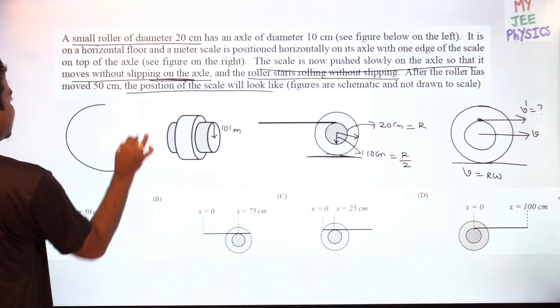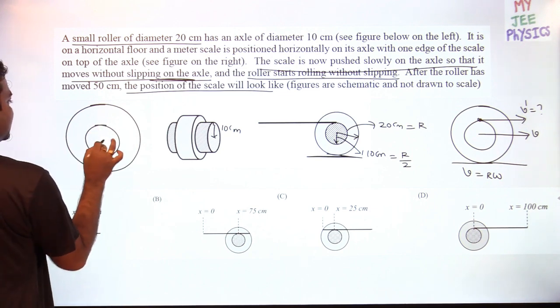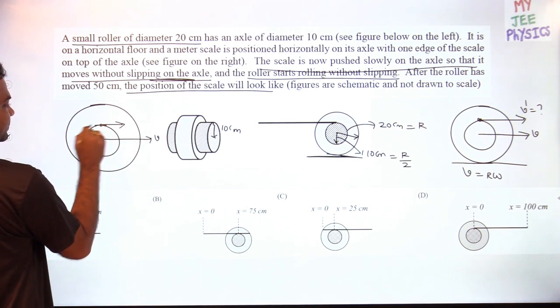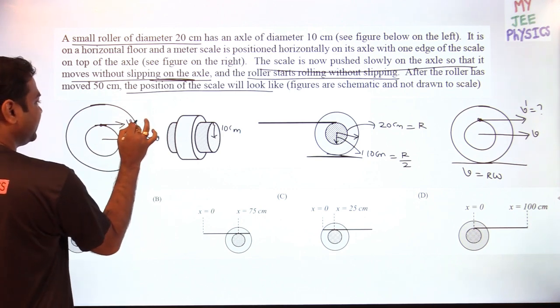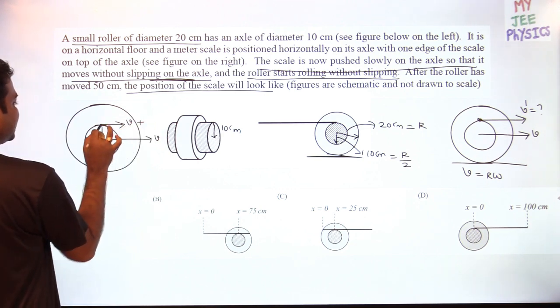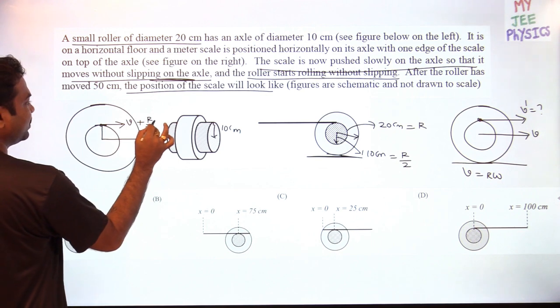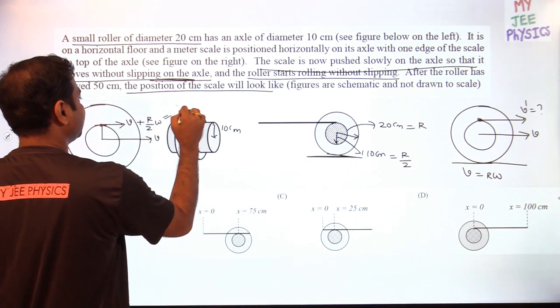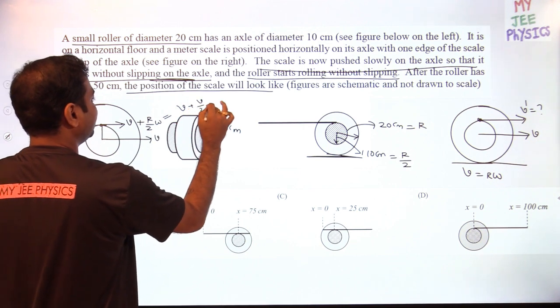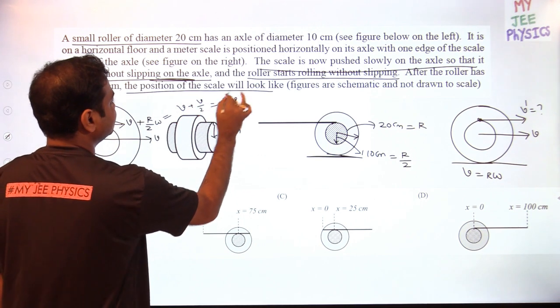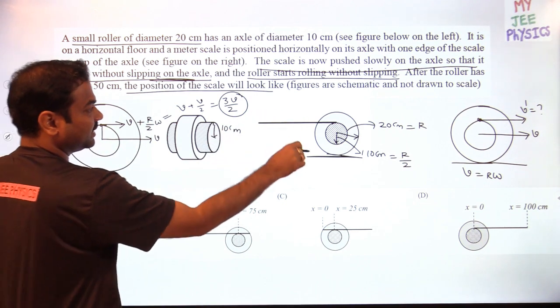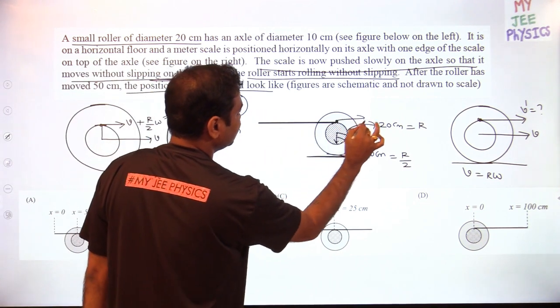We can find the v dash value very easily. This is the roller I am taking, and the center is moving with velocity v. Then what is the velocity of this point, the scale point? v will be there plus the distance r by 2 times omega, so r by 2 omega. We know that r omega is equal to v, so this stands for v plus v by 2, which is nothing but 3v by 2. So the center velocity is v, and this contact point velocity is 3v by 2.